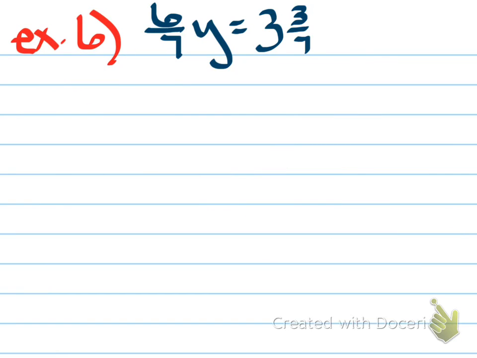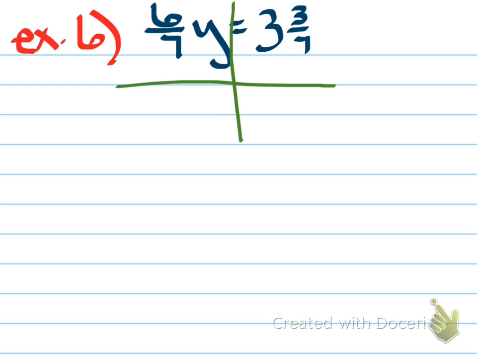So the next example is 6/7 times y equals 3 3/7. So of course, you're going to get some mixed numbers sometimes. You're going to have two sets of fractions. Life is life. Okay, it's not always great. So here's what we're going to do.